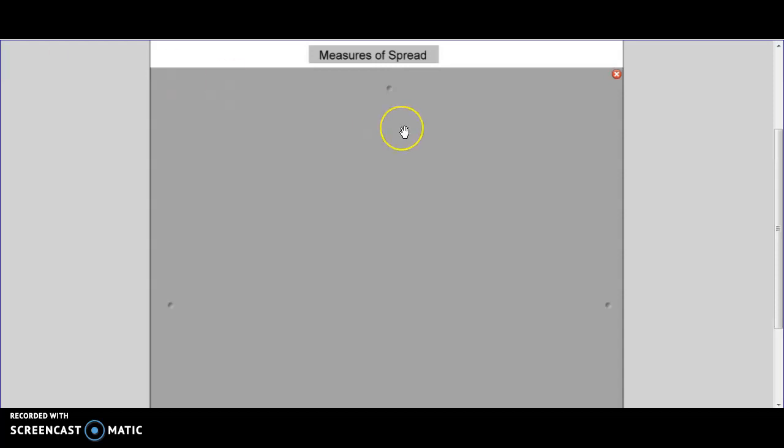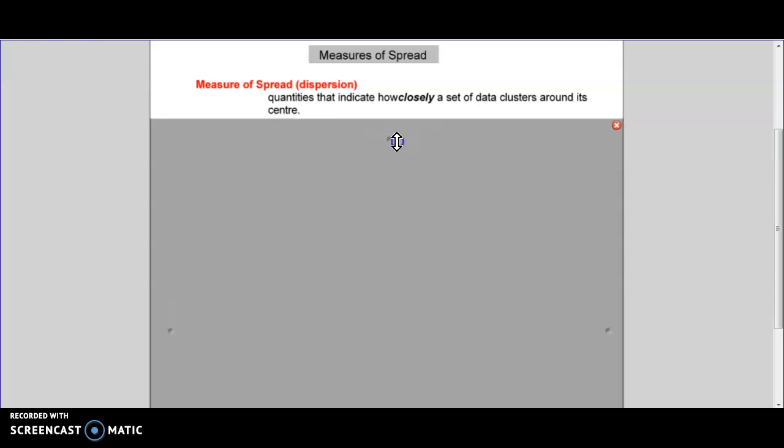Hi guys, so in this video we'll be doing the third lesson of Unit 6, so 6.3, which is on measures of spread. So first off, what do we mean by measure of spread? Quantities that indicate how closely a set of data clusters around its center. So how spread out is the data? Is all the data close to the center? Is it really spread out far away from the center? So that's what we're going to talk about today in terms of measuring the spread of data.